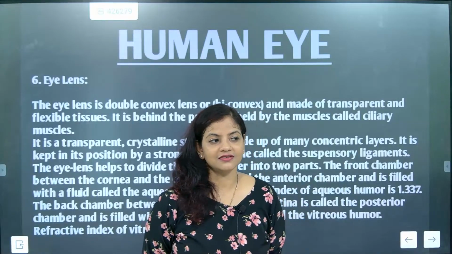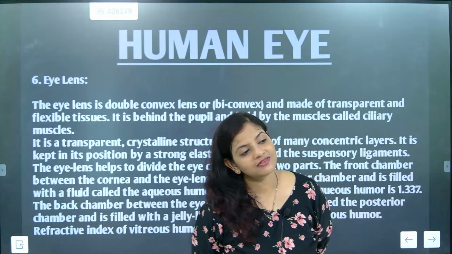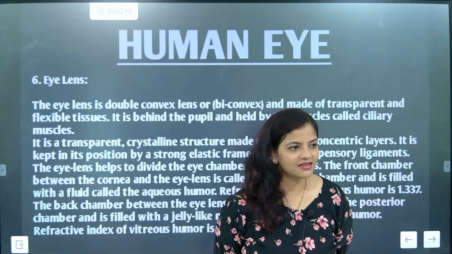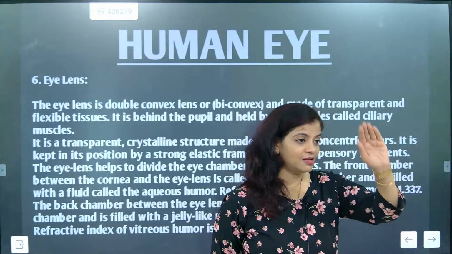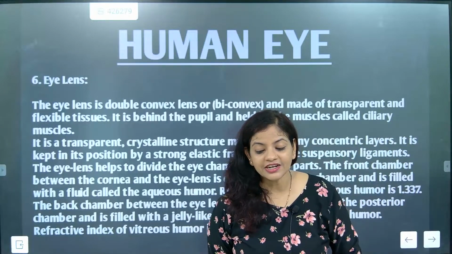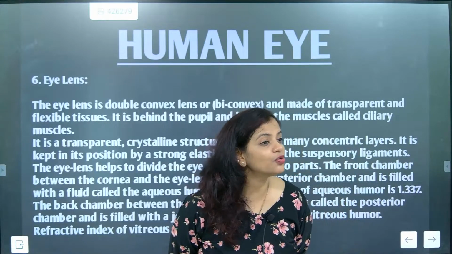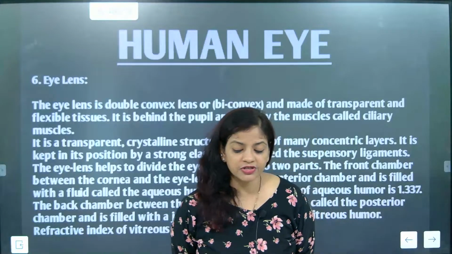Offline children, maximum refraction takes place where? Cornea. Correct? The first function of the cornea, the bulge part, is that maximum refraction takes place. Light is entering through the cornea. Understood?